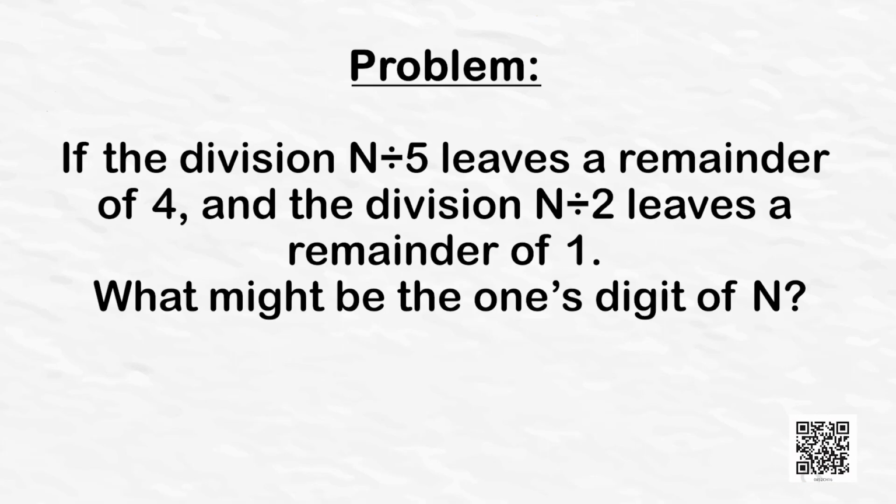Look at the problem. If the division n divided by 5 leaves a remainder of 4 and the division n divided by 2 leaves a remainder of 1, what might be the ones digit of n? Students, observe that in this division the ones digit when divided by 5 must leave the remainder 4 and the ones digit when divided by 2 must leave the remainder 1.